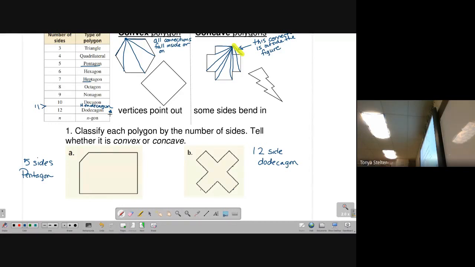All right, now for the second part, it says tell whether it's concave or convex. So none of these fall inward. Like you see this, that doesn't fall inward. But as your test, I'll pick a vertex, doesn't matter which one, and connect it to the remaining vertices. So that connection falls inside, that connection falls inside, that connection is on. So that makes this convex.